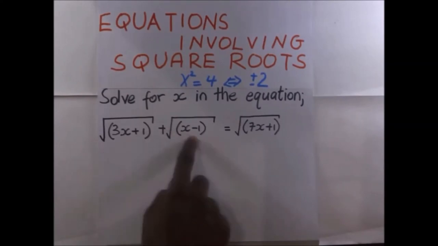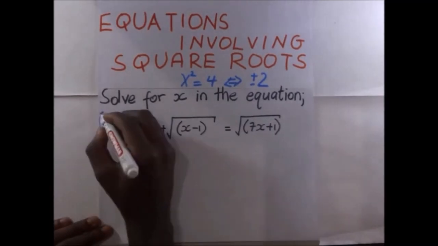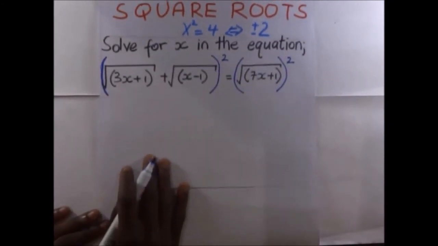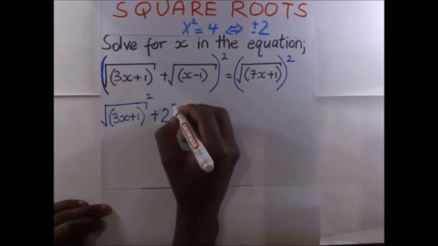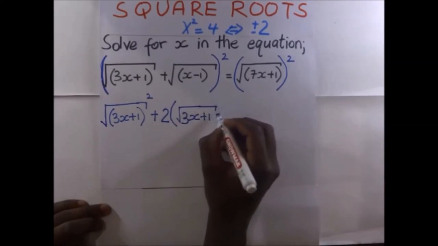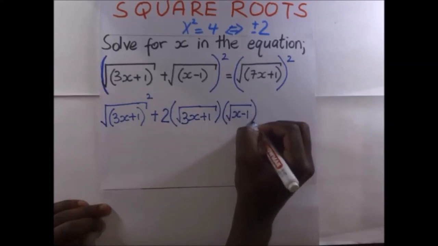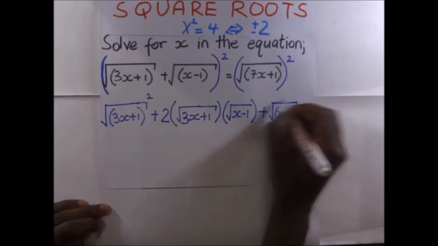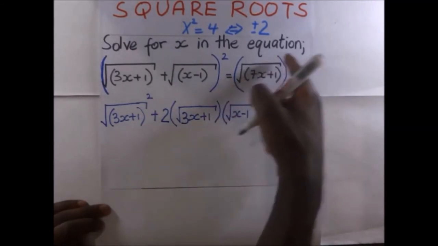So we start. This plus that is equal to that. So we square both sides to get what we want. It means that we are going to square this side and also square that side. So when we square both sides of the equation, we shall get this squared, plus 2 times this times that, plus this squared. And that is going to be equal to that squared. So when that is squared, this square root sign is going to become like that.